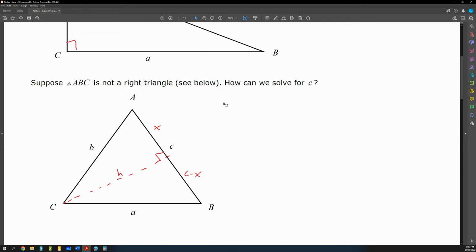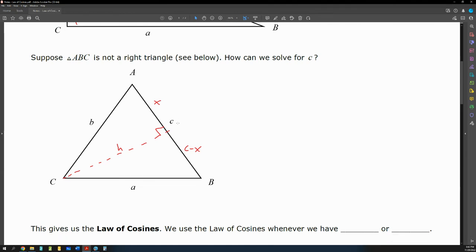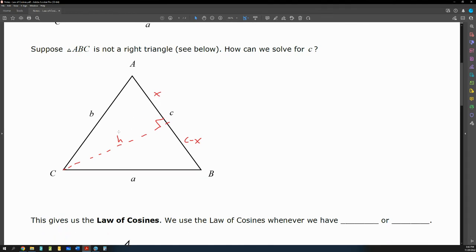Let's go ahead and use the Pythagorean theorem now. This top triangle here, I notice that we have two legs, X and H, where the hypotenuse is B. So setting up an equation, we have X squared plus H squared is equal to B squared. Likewise, we can do the same with the bottom right triangle. So we have two legs, the quantity C minus X, we have H, and then the hypotenuse A. So we can write an equation, the quantity C minus X squared plus H squared is equal to A squared.